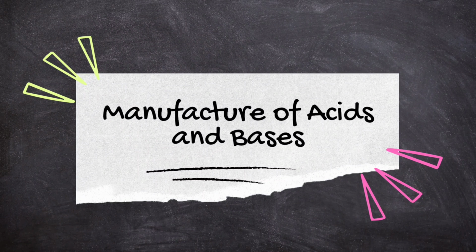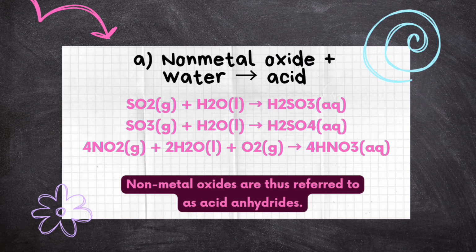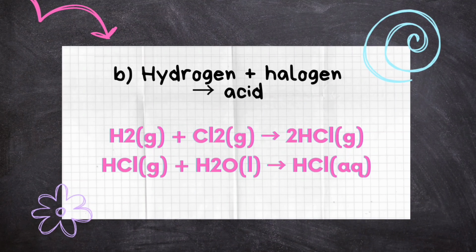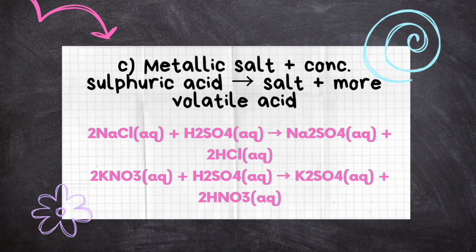Manufacture of acids and bases. A. Non-metal oxide plus water gives acid. Non-metal oxides are thus referred to as acid anhydrides. B. Hydrogen plus halogen gives acid. C. Metallic salt plus conc. sulfuric acid gives salt plus more volatile acid.